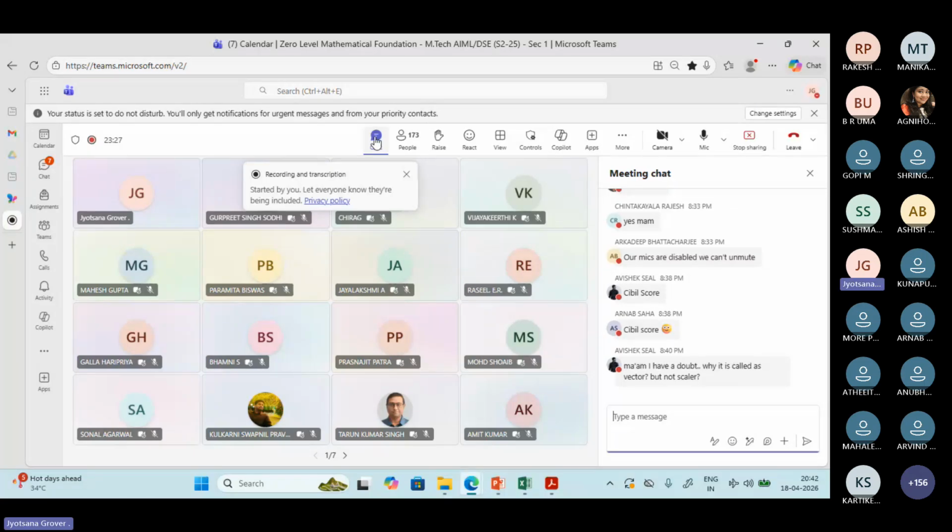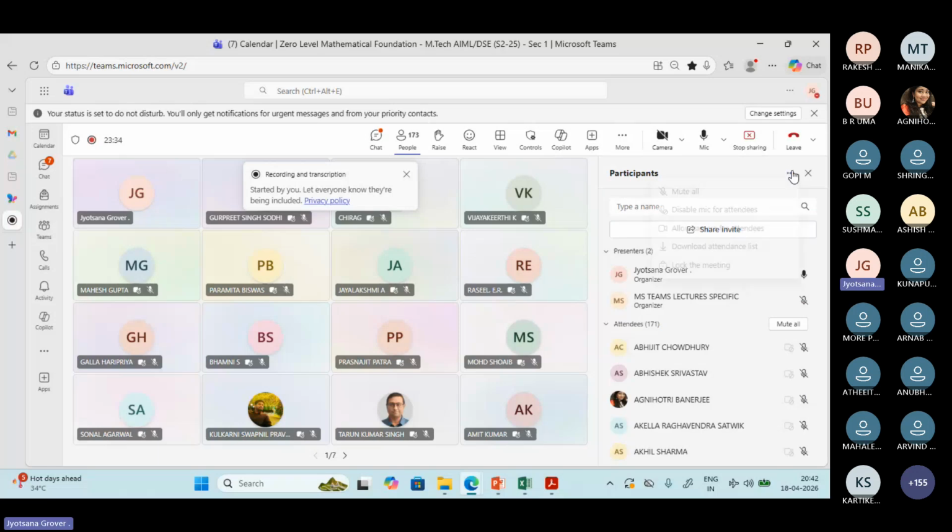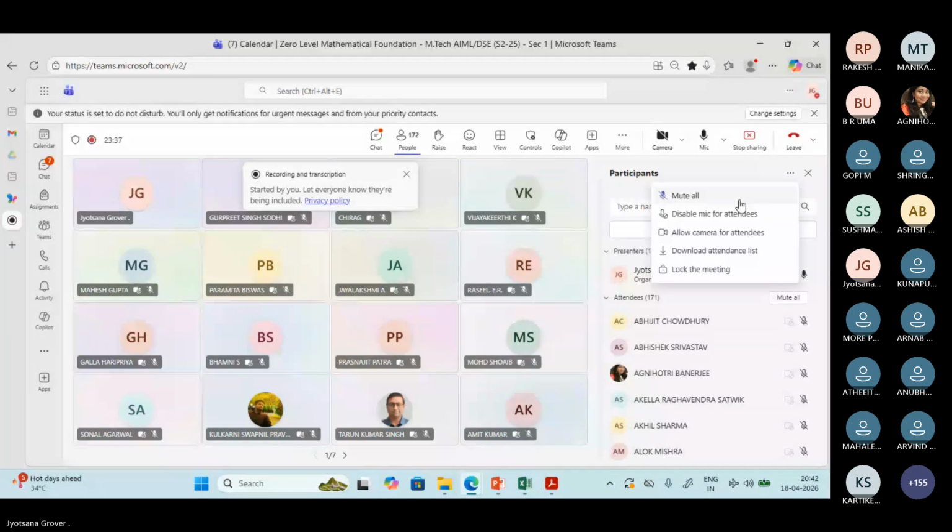Why is it called a vector, not a scalar? I think I've enabled your mics. You can speak if you want.